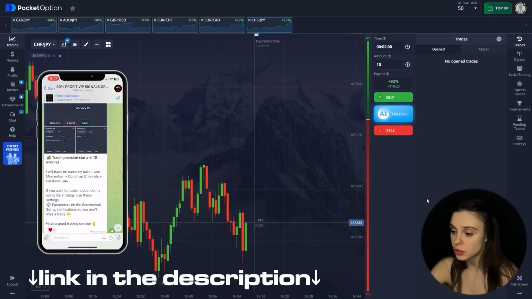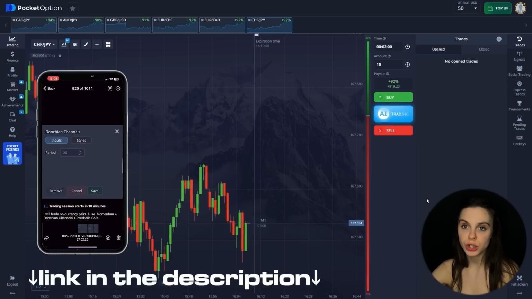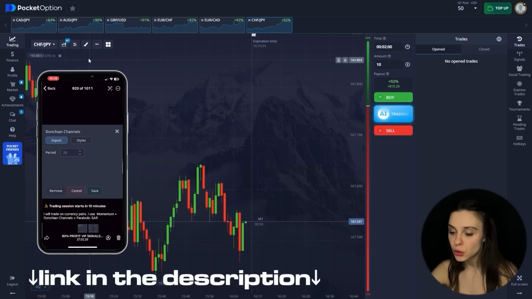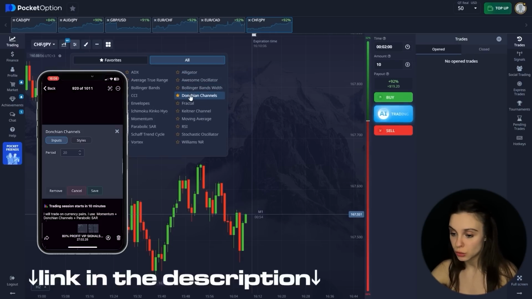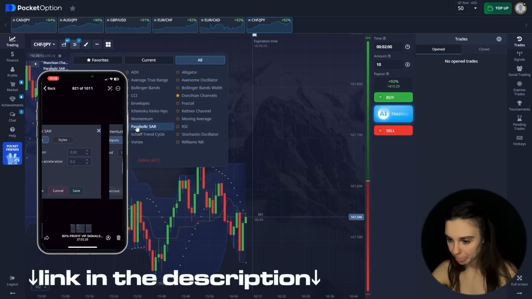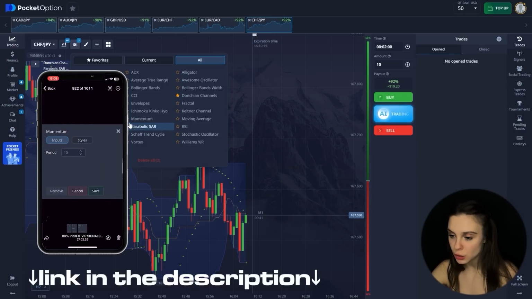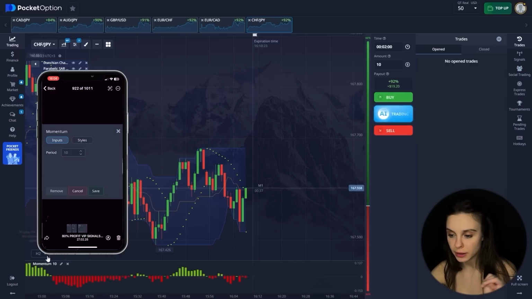And in our strategy, there are 3 indicators. The first indicator is the Donchian channel. Let's turn it on right away. I do everything in your presence so that you don't have any questions left, without cutting anything. The second indicator is called Parabolic SAR. We also search for it and turn it on. And the third indicator is called Momentum. Here we have chosen 3 indicators.